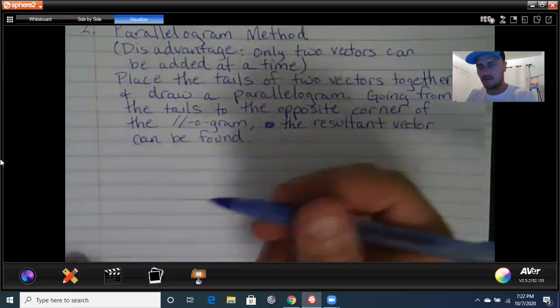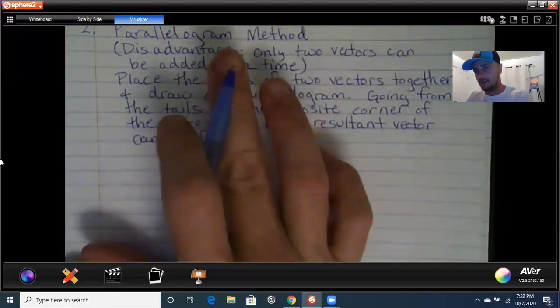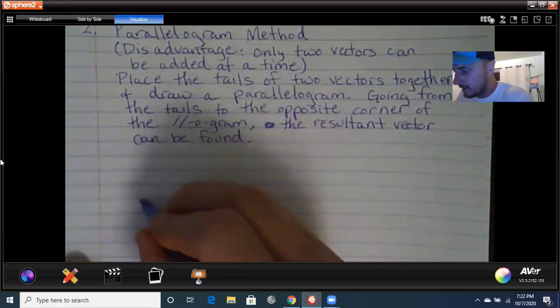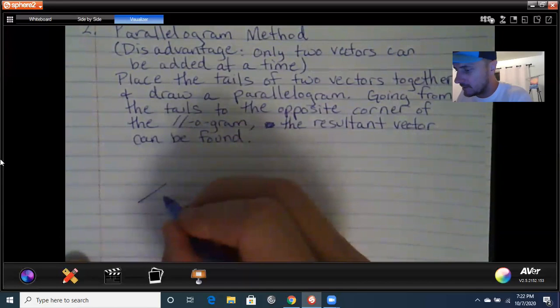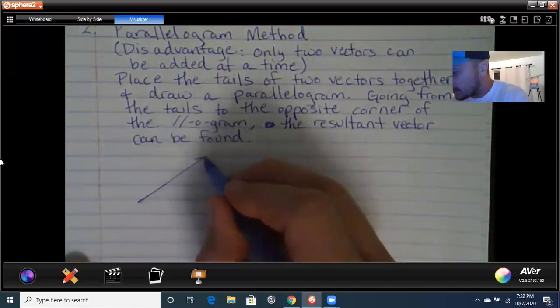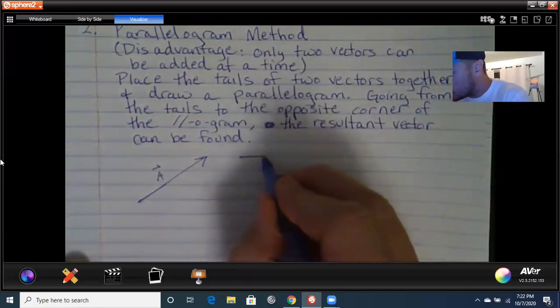So let's go ahead and try that out. Let's use the same exact vectors so you can see that even this method can get it done. Again, there's the disadvantages right up here. So we'll draw vector A. And here I'm only going to do one example. I'm not going to do a bunch of examples. I think vector A looks something like that. Vector B was something like that.